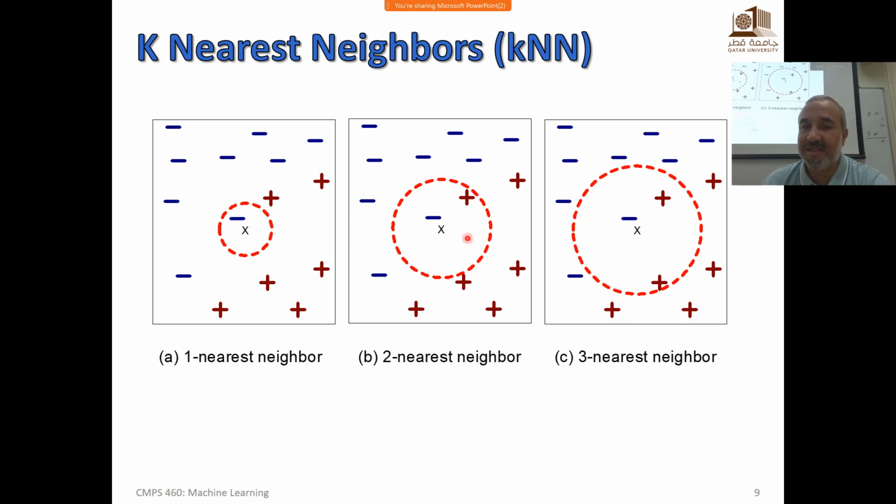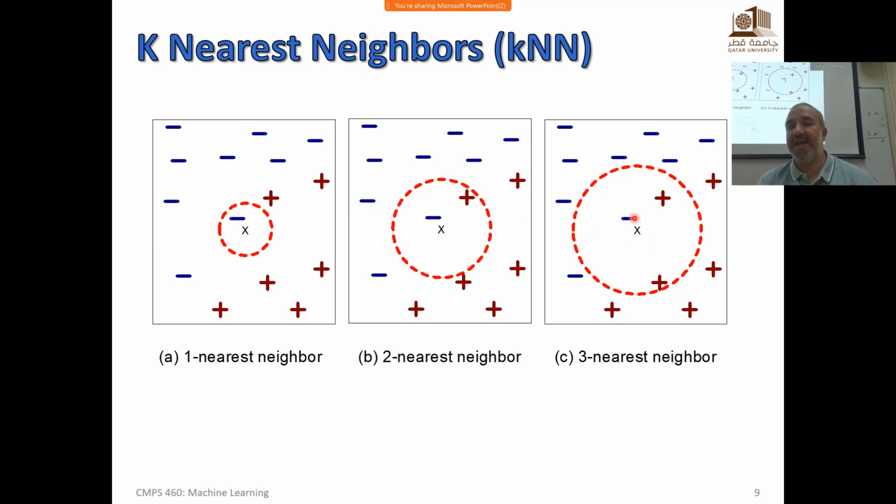Right. In this case, two nearest neighbors, by the way, this is the same data, okay? But we just changed k. When k is 2 here, what happens? We got these two as the closest ones. What should we predict now? We'll pick one of them because there is no majority. We have one positive, one negative. We just randomly pick one.